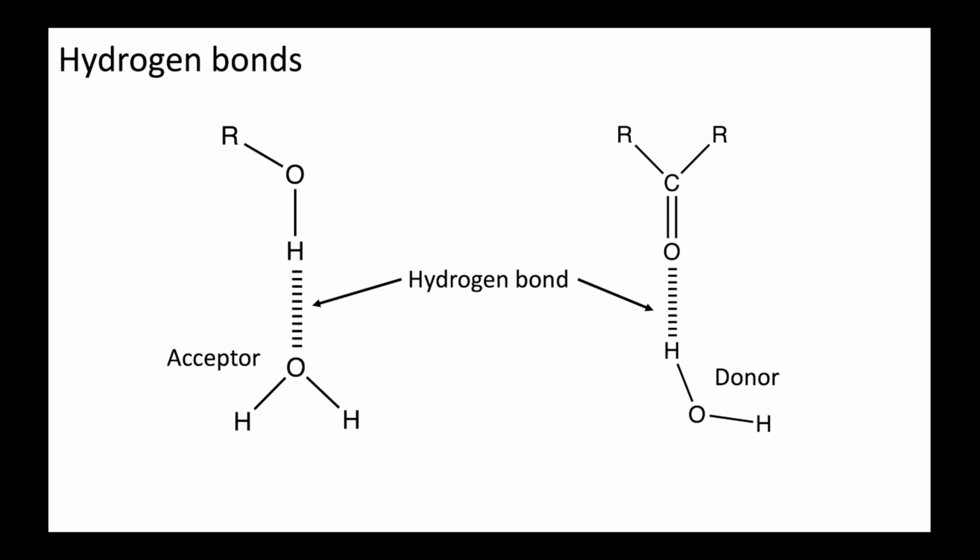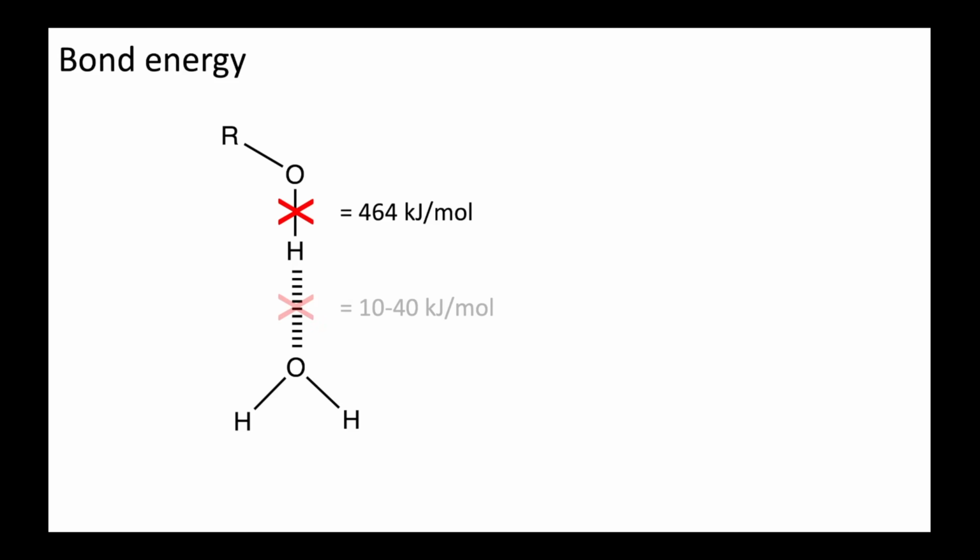If we look at the energy involved in breaking these hydrogen bonds, then an OH covalent bond requires approximately 464 kilojoules per mole to break, whereas a hydrogen bond only requires between 10 and 40 kilojoules per mole, so it's 10 times weaker. But if we have about 10 hydrogen bonds form within a molecule, then they are almost equivalent to a single OH covalent bond. The multiple hydrogen bonds can confer a high degree of stability on the three-dimensional structure of a molecule.